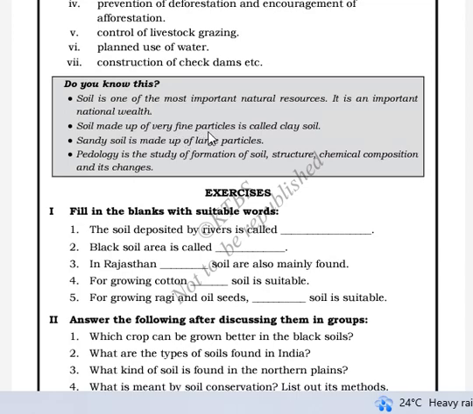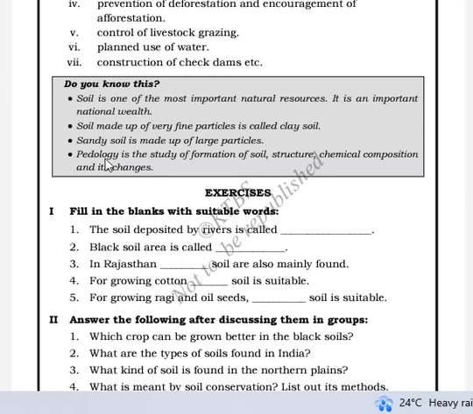Soil is made up of very fine particles and is called clay soil. The soil in which very small fine particles are present, that type of soil is known as clay soil. Sandy soil is made up of large particles. If we talk about sandy soil, in that the little bigger particles are present.